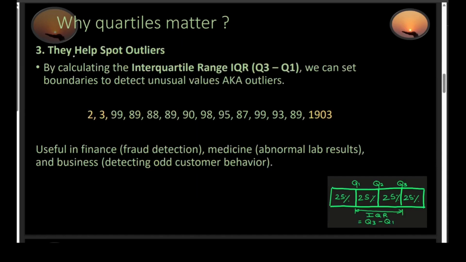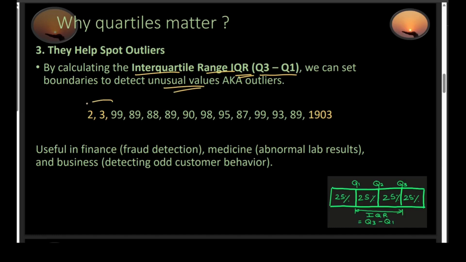Now, they also help you spot outliers. By calculating your interquartile range, or IQR, which is equal to Q3 minus Q1, we can set up boundaries to detect unusual values. So anytime your values are lying outside the boundaries, we can find that.